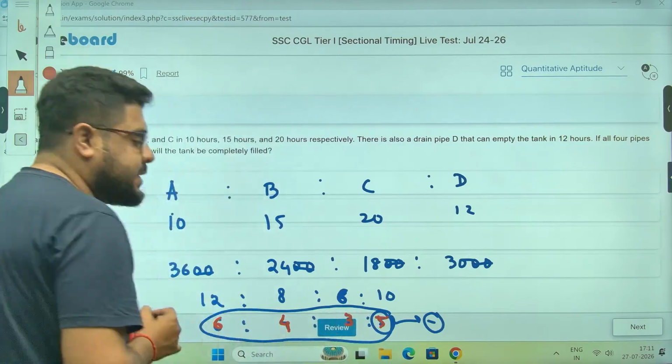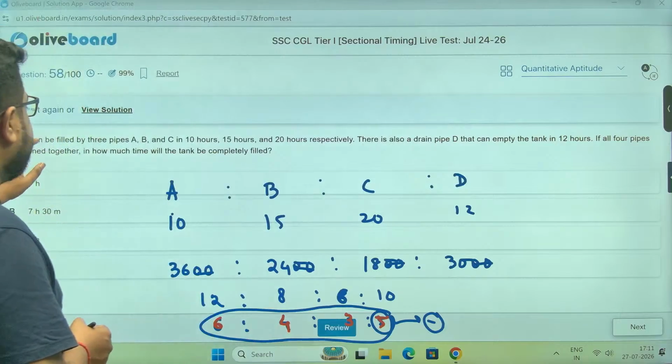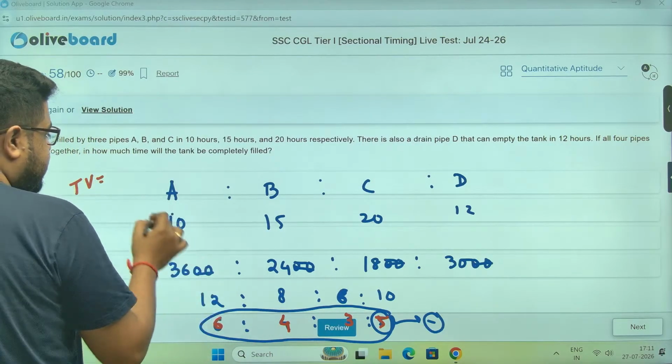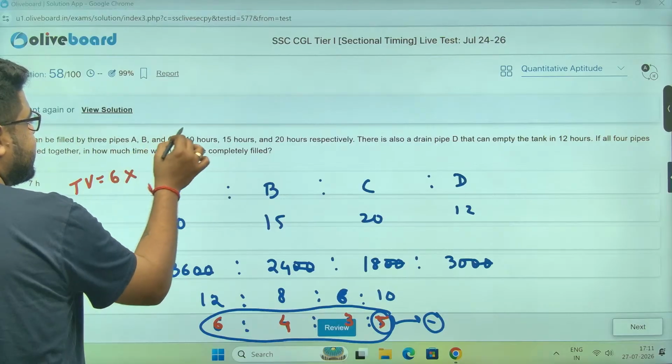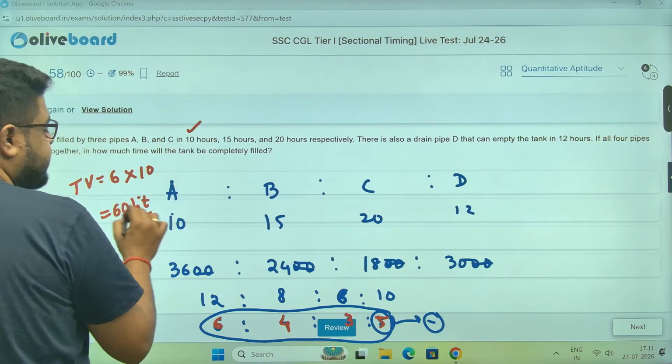Some might not be able to see it. Now, everyone, all 4 pipes are open together. So first of all, let's figure out the total volume. I'm doing it by A. A can fill 6 liters, takes 10 hours. So 60 liters is the total volume, sir.